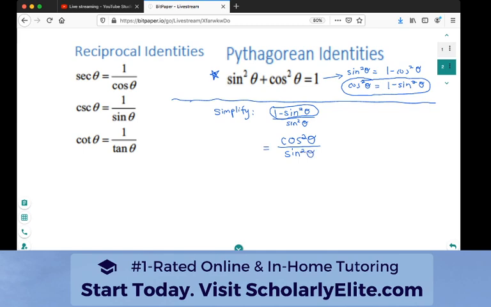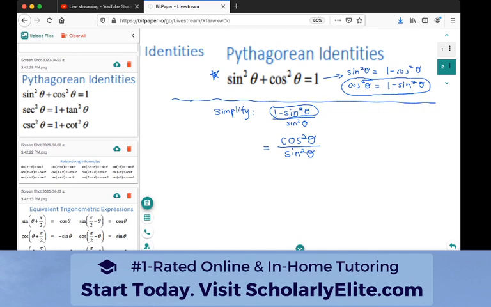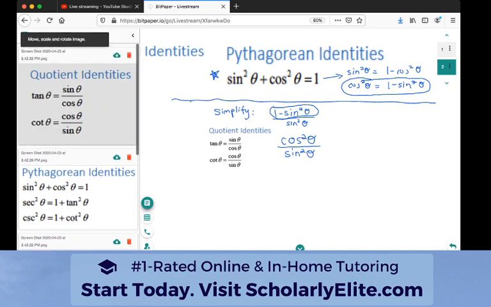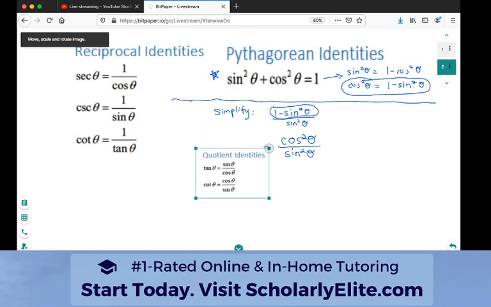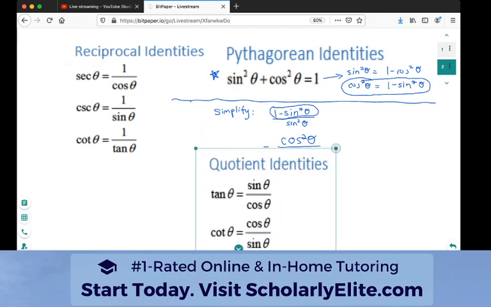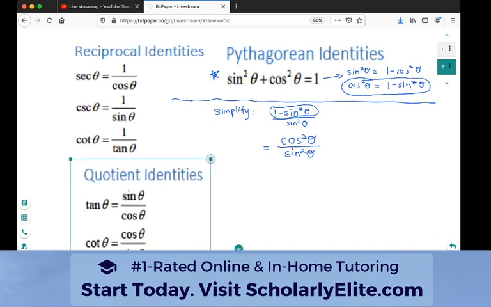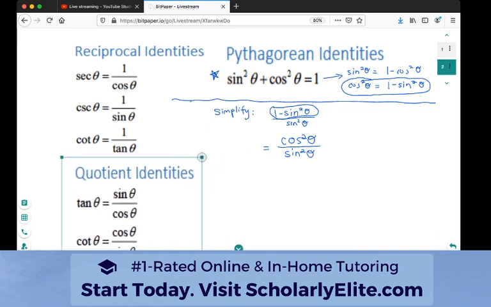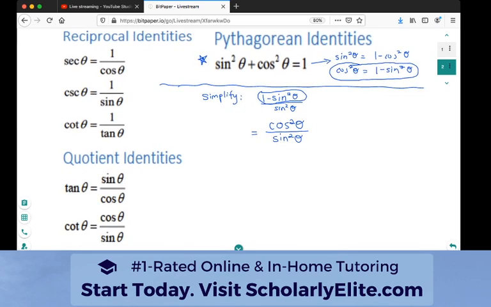And one identity that I'm missing here, where did it go, is this one. And we know that tan, hopefully you guys can see that, I'll just move everything up to make it a little bit better. So right here we can see that tan of theta is equal to sine of theta over cos of theta, and the cotangent of theta is equal to cos of theta over sine of theta.